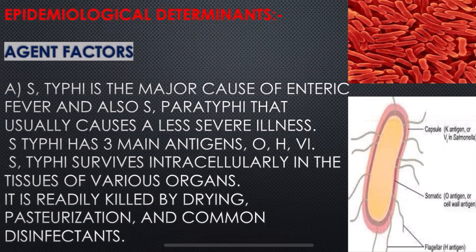So now you can see the Salmonella typhi survives intracellularly in the tissues of various organs. This S. typhi will invade the host cell, particularly the macrophages, and stay inside the cells. So they are seen intracellularly, in a lot of various organs of the body. It is readily killed by drying. So in an external environment, the typhoid bacteria can readily be killed by drying, by pasteurization, and also by the common disinfectants which are used. They can easily be killed.